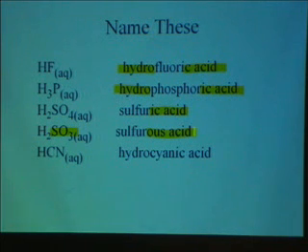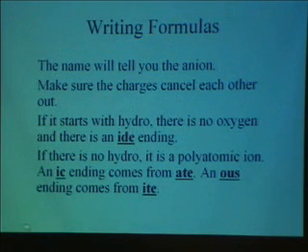The next one, HCN. CN is cyanide. Cyanide ends in IDE, so it's just like the first two examples, hydro, and then the root of the word, ic acid. So it becomes hydrocyanic acid. If you are not understanding how to do this, be sure to see a teacher and we can explain it to you as well.